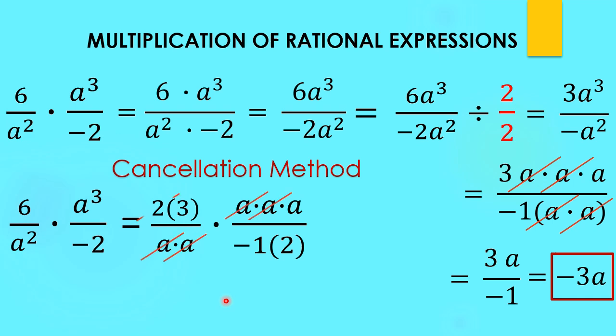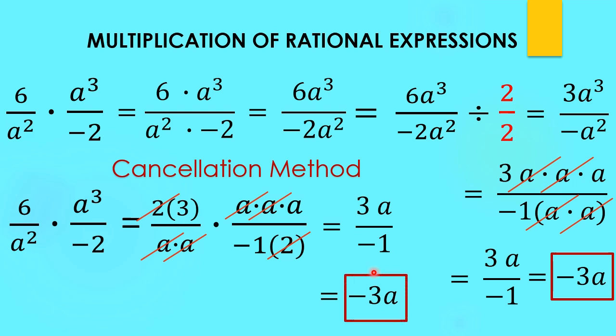So we have two a's, and 2. So what we have is 3a and negative 1. So 3a divided by negative 1 will give us negative 3a. So we come up with the same answer using the cancellation method.